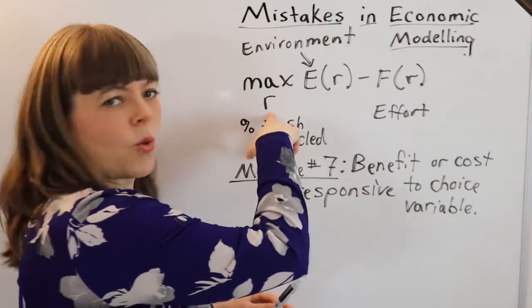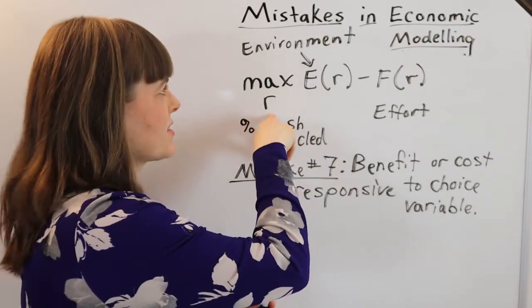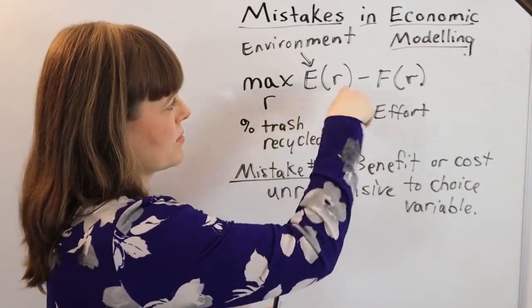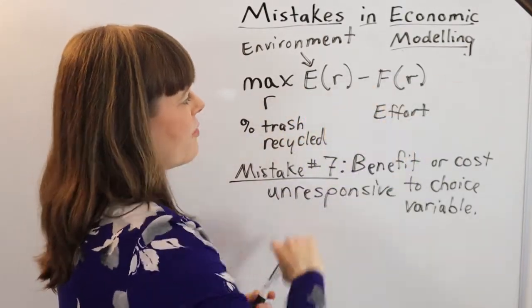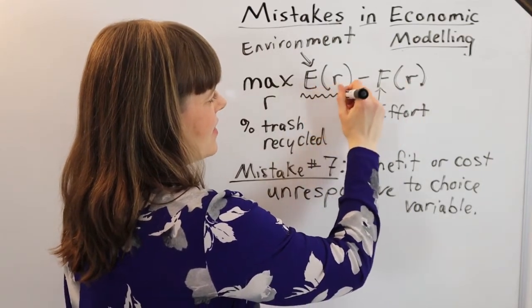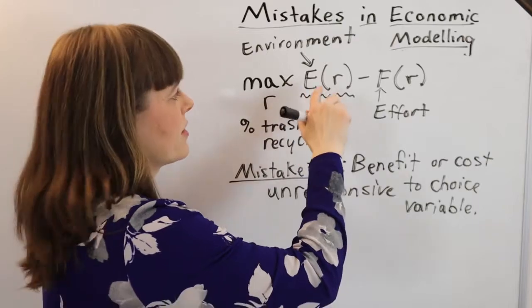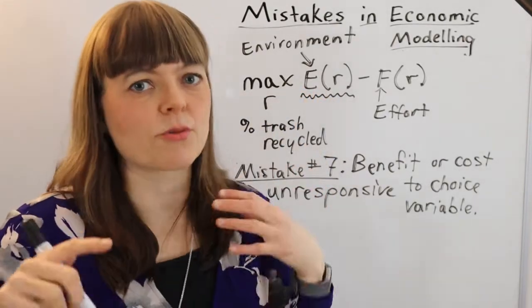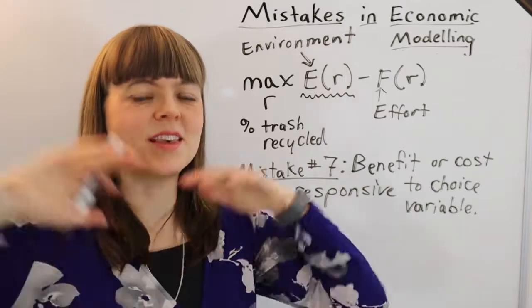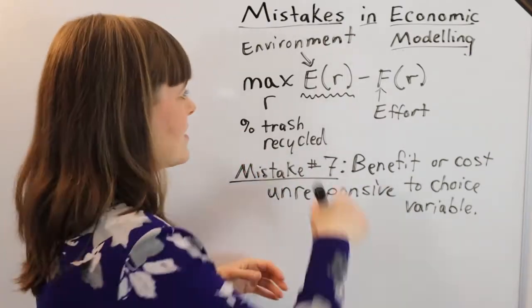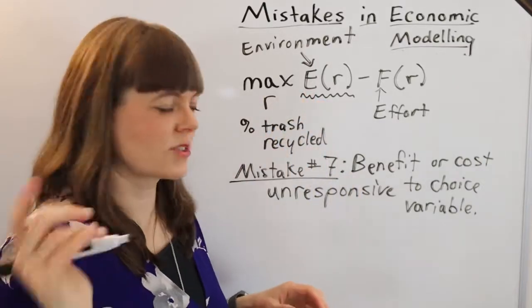Students are modeling what percent of their trash do they recycle, and their benefit is the benefit to the environment, which is a function of recycling. The cost is effort cost. Now, the problem here, of course, is that this elasticity is so small. Like, environment doesn't really respond to your personal recycling. It responds to the collective societal level of recycling, but it does not respond to your recycling.